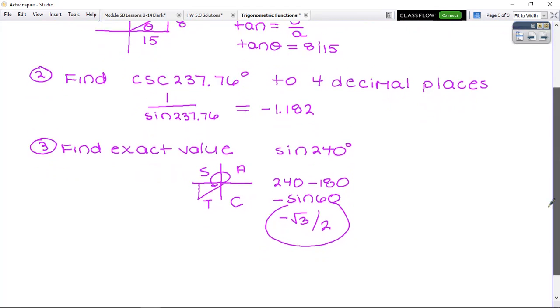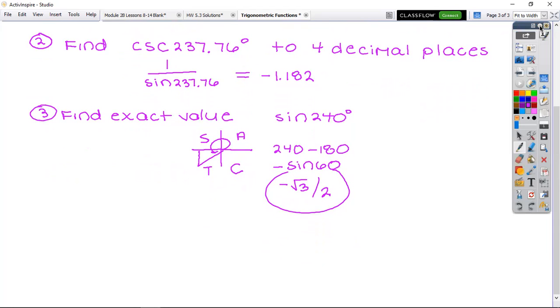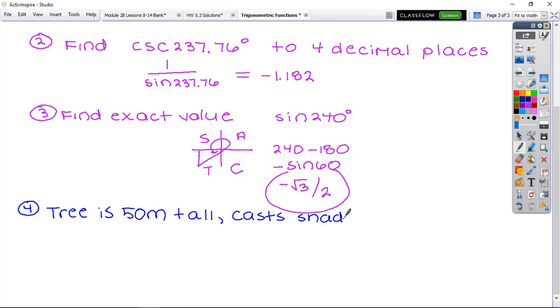Okay, I'll squeeze one last question in, and then that covers actually exactly what I wanted to with you. And just make sure that you study those tonight, please, because I did give you an extra day. So lastly, number 4 is a tree question. I'm going to abbreviate. Tree is 50 meters tall. Casts a shadow of 20 feet. Find angle of elevation.